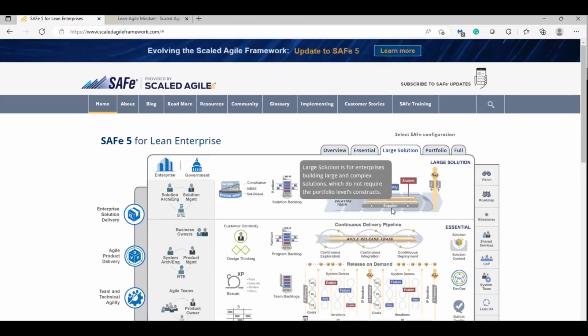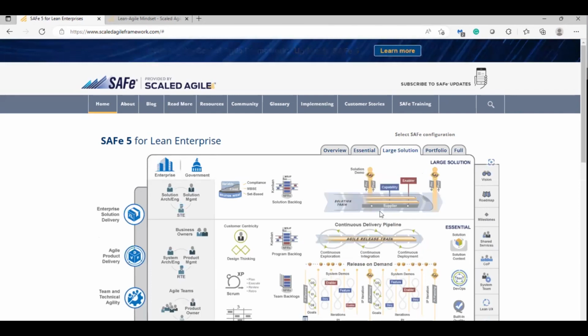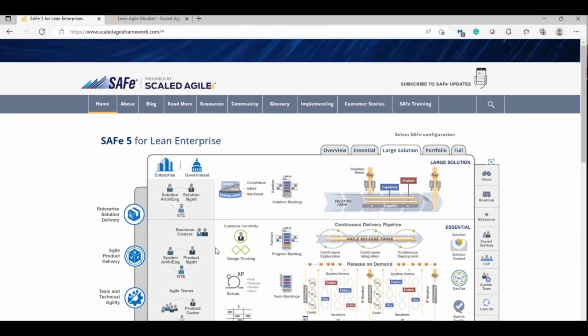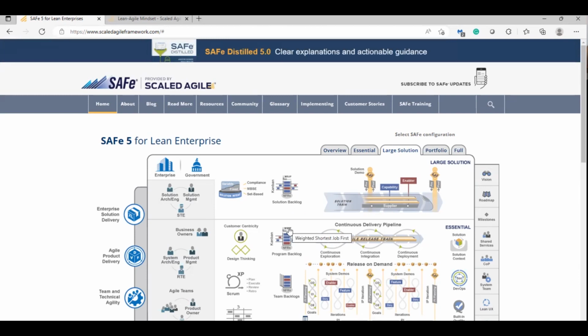Next one, what is Large Solution? More than one train is called Large Solution. I mean, more than 125 people or 200 people are working, individuals. Then split into two trains, 100 in one train, another 100 in another train. Both trains need a common head, that is called Solution Train Engineer, STE. So one train is Essential SAFe. Two trains joined together is like STE. There we have the solution architect at the technical level and the solution manager. He creates the solution backlog. From the solution backlog, you come to program backlog, one program backlog, two program backlog. From the program backlog, one team backlog, two team backlog, three team backlog, sometimes 8 teams, maybe 7 teams, whatever. We have the team backlog.